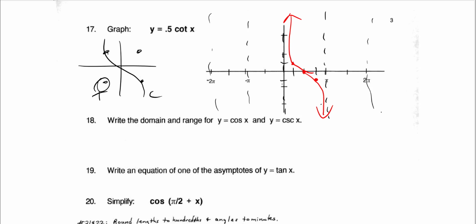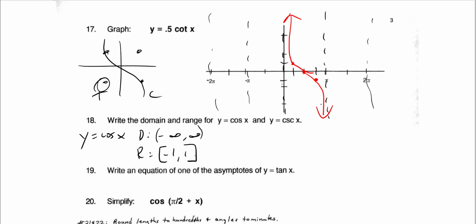Write the domain and range for y equals cosine of x. The domain for cosine is easy, right? Y equals cosine of x. The domain, of course, is negative infinity to positive infinity. And the range, for an amplitude of 1, is just going to be negative 1 to 1, right?